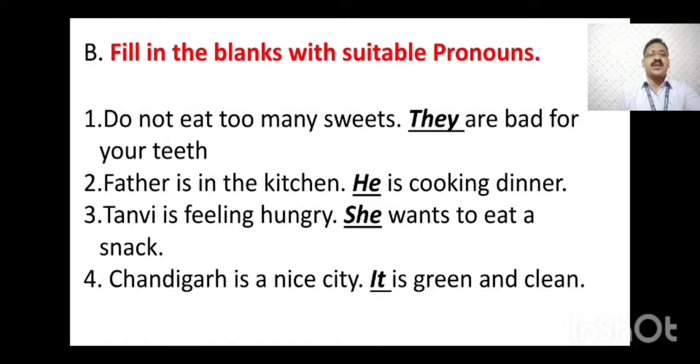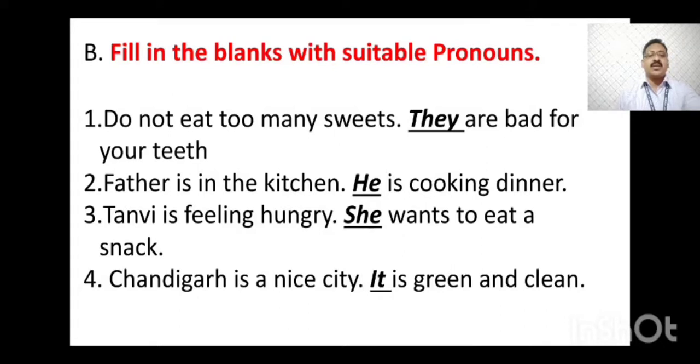Father is in the kitchen. He is cooking dinner. Father is in the kitchen, first sentence. Second sentence, he is cooking dinner. He is the pronoun used for the noun father. He is underlined. Tanvi is feeling hungry. She wants to eat a snack. Tanvi is the noun. We have used the pronoun she for Tanvi. Tanvi is a girl, so she is the pronoun in the second sentence.